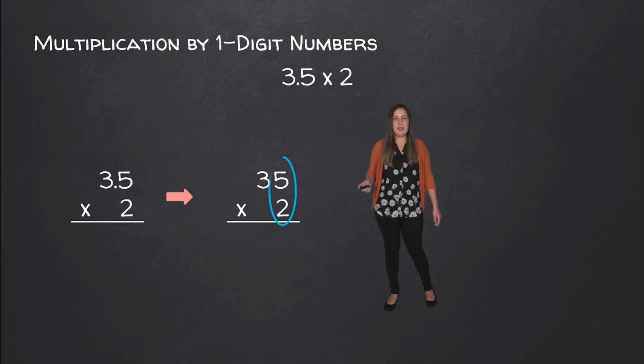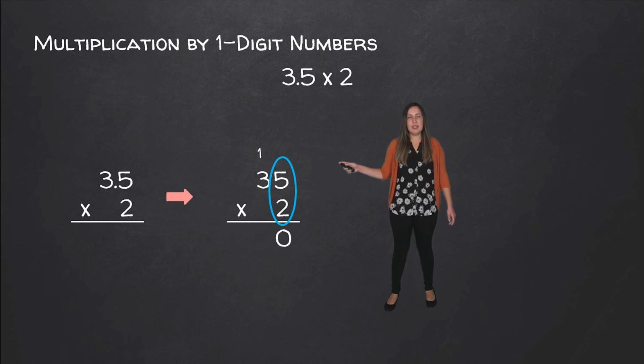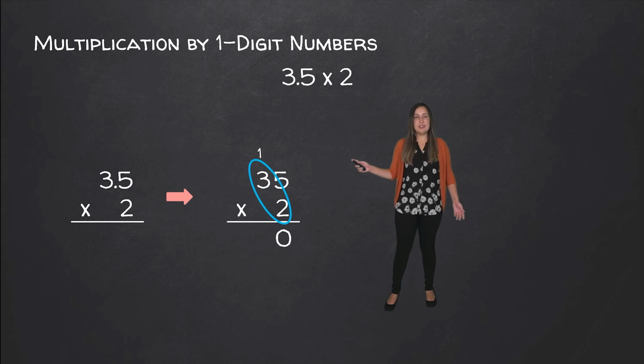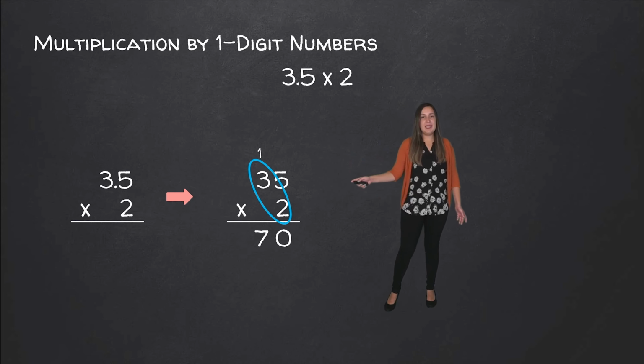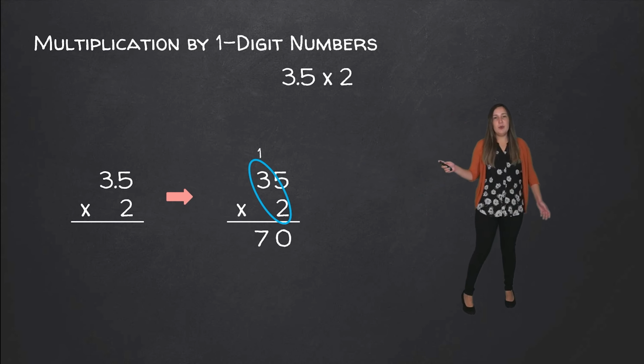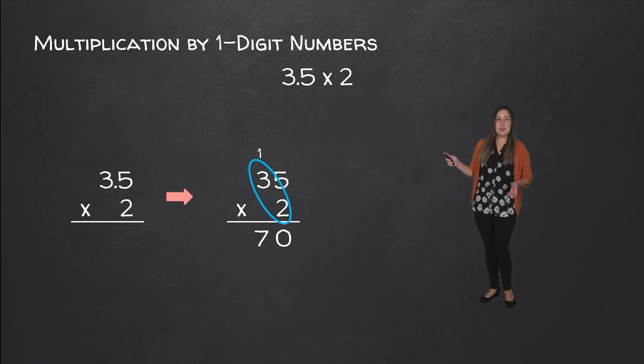2 times 5 is 10. Bring down the 0 and bring up the 1. Then we're going to multiply 2 times 3, which is equal to 6, but don't forget to add the 1 on the top, making that 7. So we know that 35 times 2 is equal to 70. So now let's figure out what 3 5/10 times 2 is equal to.